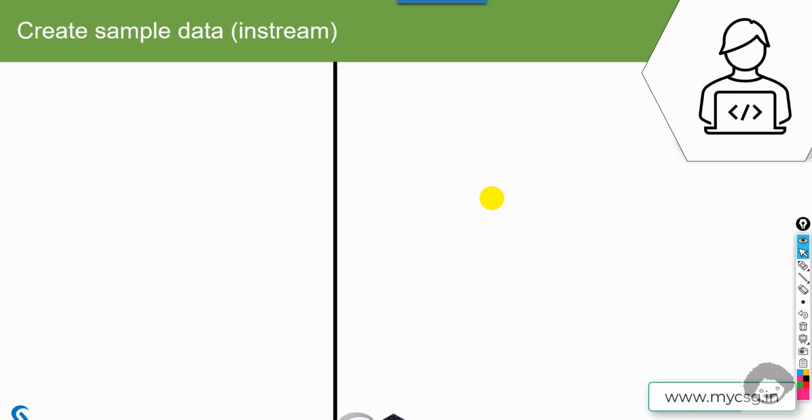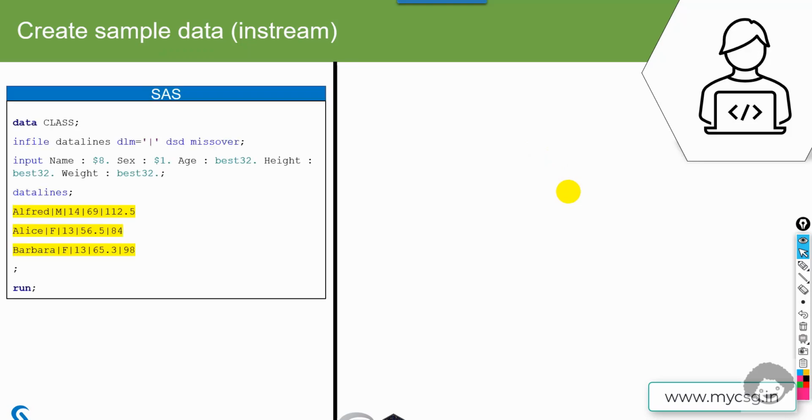In this series, we are exploring SAS programming feature alternatives in R Tidyverse package. In this video, we will see how to create some sample data in stream. That means we are creating some sample data within the program. So how do we do that in SAS?